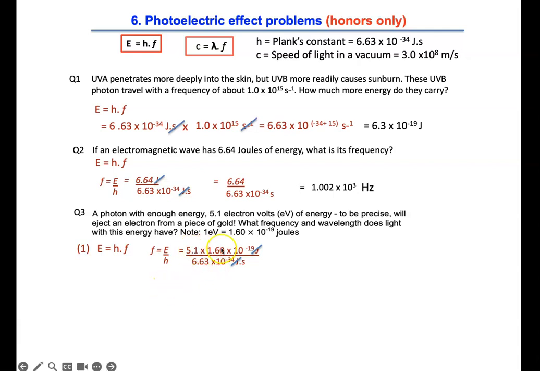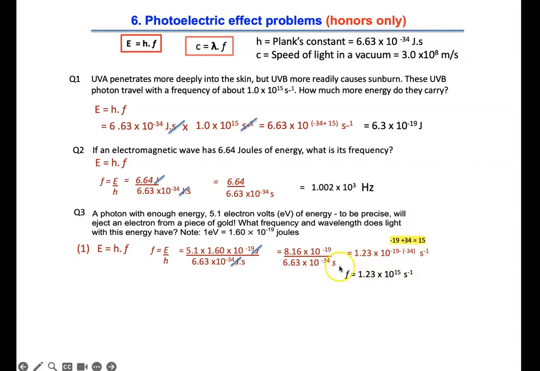And then you're going to multiply these two together. You get 8.16 times 10 to the negative 19. You're going to divide that by 6.63 times 10 to the negative 34 joule seconds. And then when you simplify this portion, you get 1.23. And to solve for the exponents, it will be 10 to the negative 19 minus negative 34, which means negative 19 plus 34, which is 15. So here is your answer.